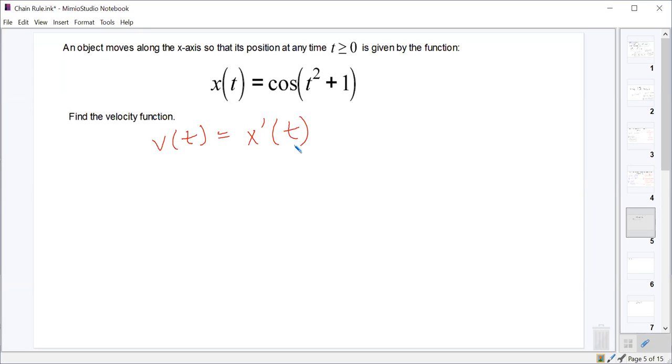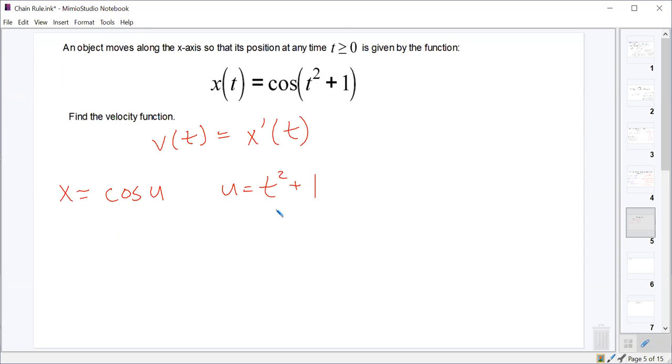Yep. Okay. So, well, we could write this as the position is equal to cosine of u, with u equal to t squared plus 1. So we'll call this x of t, or x. x is equal to cosine u, with u equal to t squared plus 1.